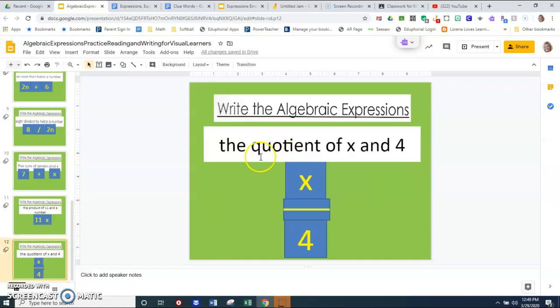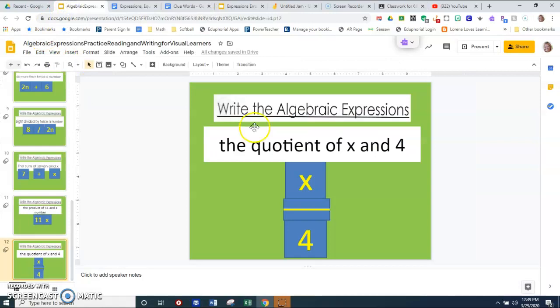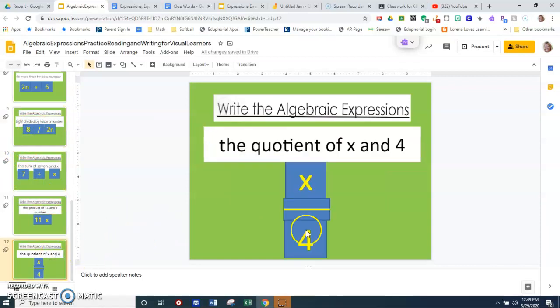And then the last one, the quotient. This is another word a lot of people forget. So I look for the word quotient. There it is. It's the first word for dividing. Quotient is just the answer to a division problem of x and 4. So they stay in the same order, and notice here I put them in fraction form just to show you a different way to write it. But writing a division problem with the backslash is perfectly fine too. So you can write a division problem either way. It makes no difference.